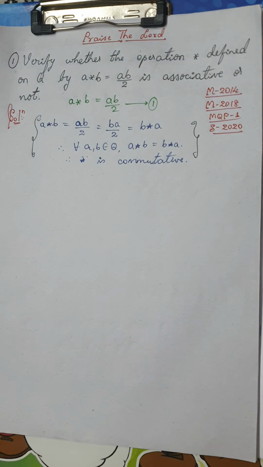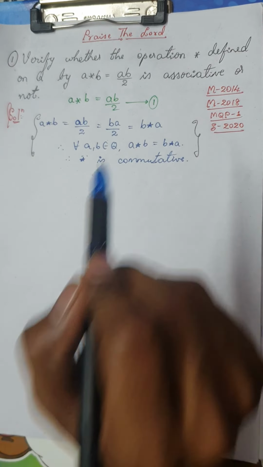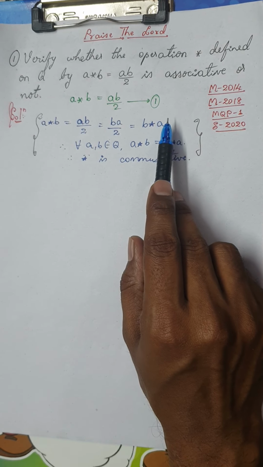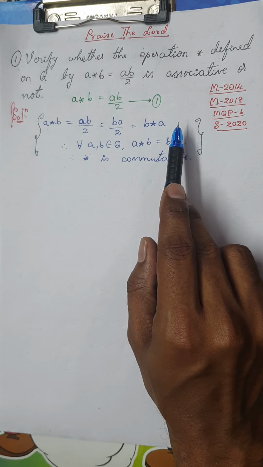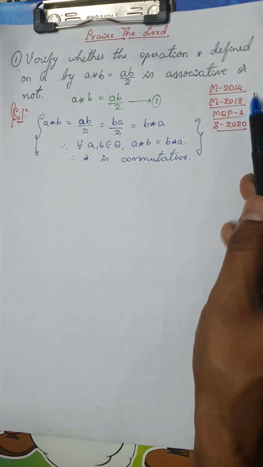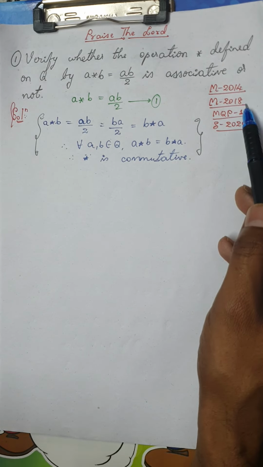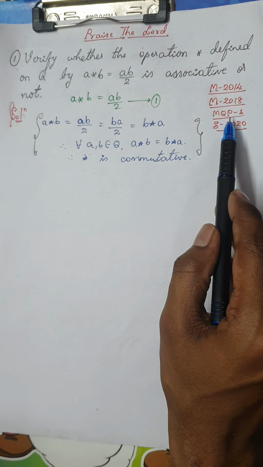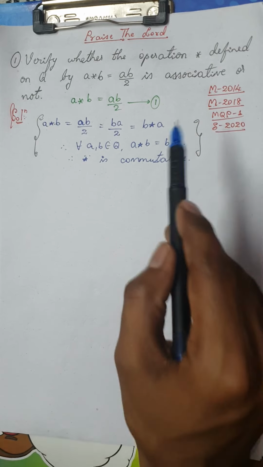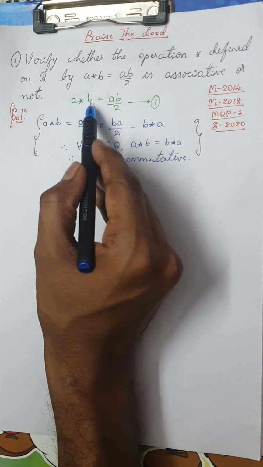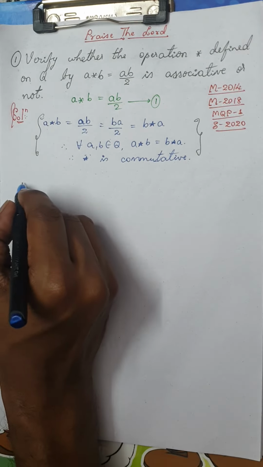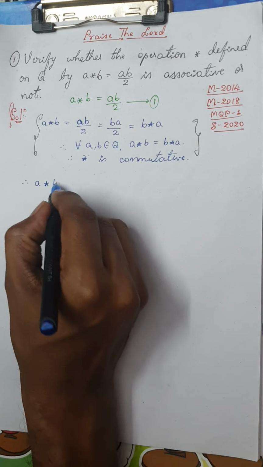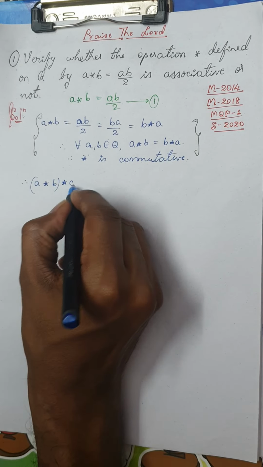Remember, this question is the most eligible question which can be asked from this chapter for 2 marks. It would be in question number 11. Remember, it was already asked in March 2014, March 2018, September 2020, and this is the question in the first model question paper in the reduced syllabus also. So please pay attention to this. So I have A star B is equal to AB by 2. Therefore, I have to first consider A star B star C.